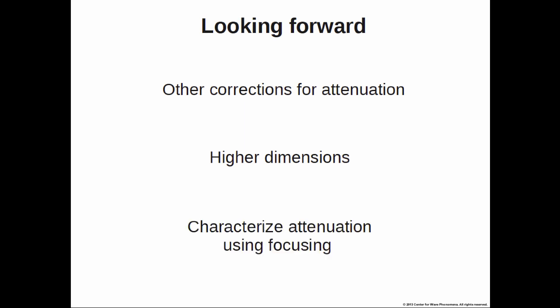And the third thing that it will be very interesting to see in the future is characterizing attenuation using focusing. This is more or less the opposite of the question that I addressed in this talk. Imagine that we can measure the focusing very well. Then we can, for example, search for the parameter alpha that gets the perfect focusing. Then we can use this parameter alpha to know the attenuation. This is the opposite question to the one I addressed before.